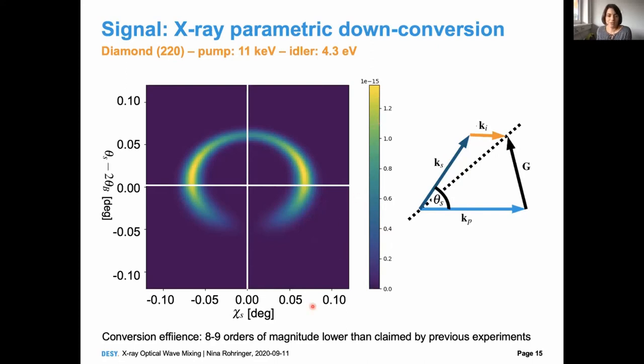Notably, this conversion efficiency is 8 to 9 orders of magnitude lower than previously claimed in a series of experiments. So we're talking about 8 to 9 orders of magnitude difference between our theory and the experiments. I have to say that the theory was benchmarked on the case of sum frequency generation, and there we could perfectly reproduce the experimental results that have been obtained by Ernie Glover and collaborators back in 2012.